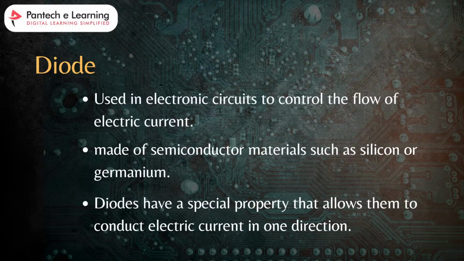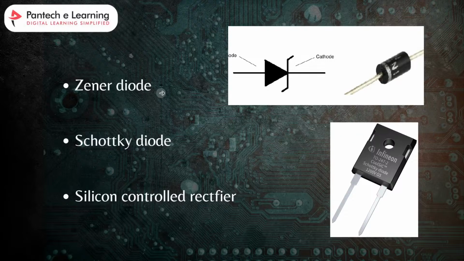What are the types of diodes we have? We have the Zener diode, the Schottky diode and also the silicon controlled rectifier. What does this mean? Zener diodes are designed to allow current to flow in the reverse direction, but only when a specific voltage is reached. This makes them useful for keeping the voltage in a circuit stable, even if the power supply changes.